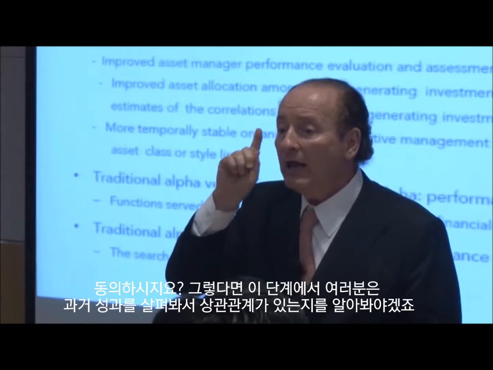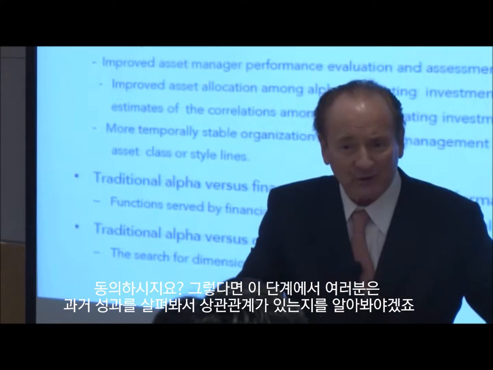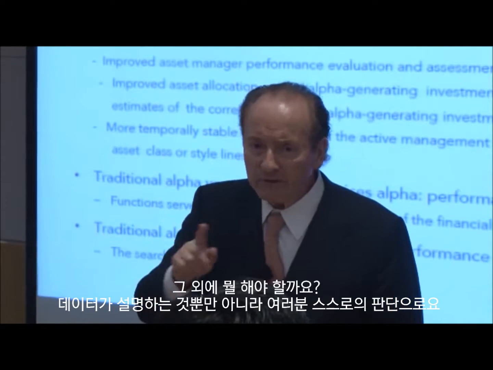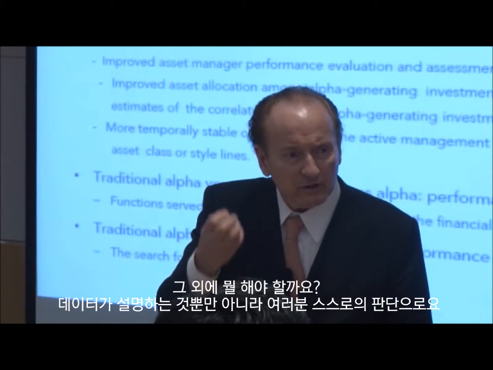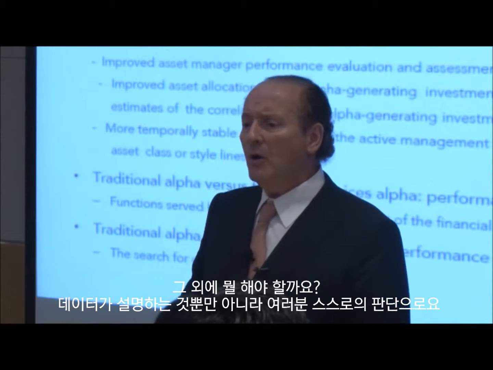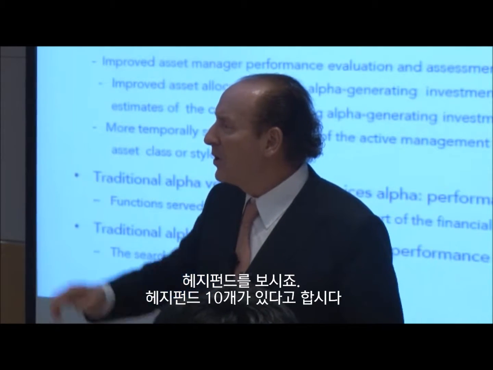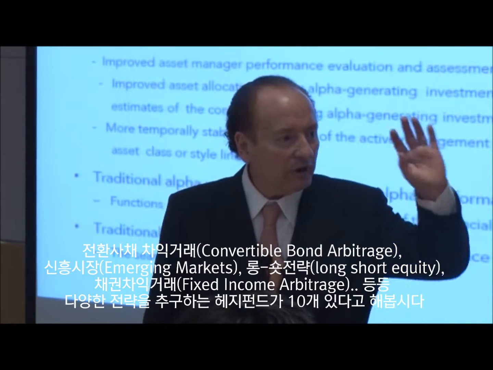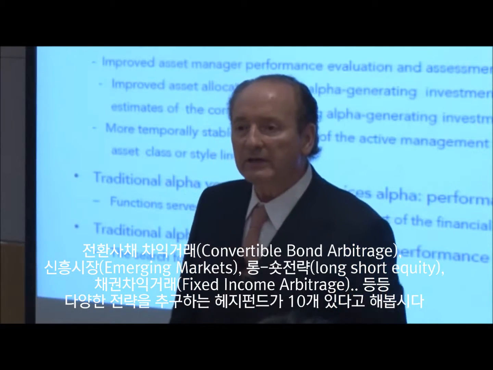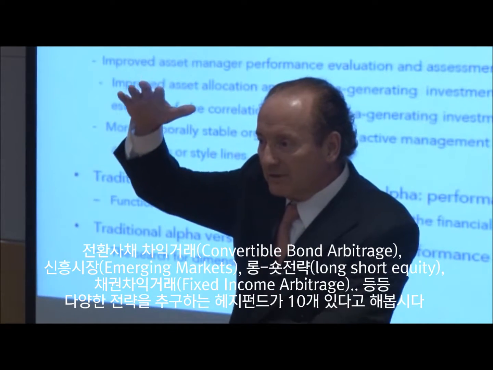Agreed? Now, in that task, what do you do? Well, of course, you look at historical data and see if they're correlated. We do that now. What else do you do? Because you never just let the data tell you. You put on your judgment. What would you say? Well, let's look at hedge funds. Suppose there were 10 hedge funds. One of them in convertible bond arb, one in emerging markets, another in long-short equity, another one in fixed income arb. There's a whole list.